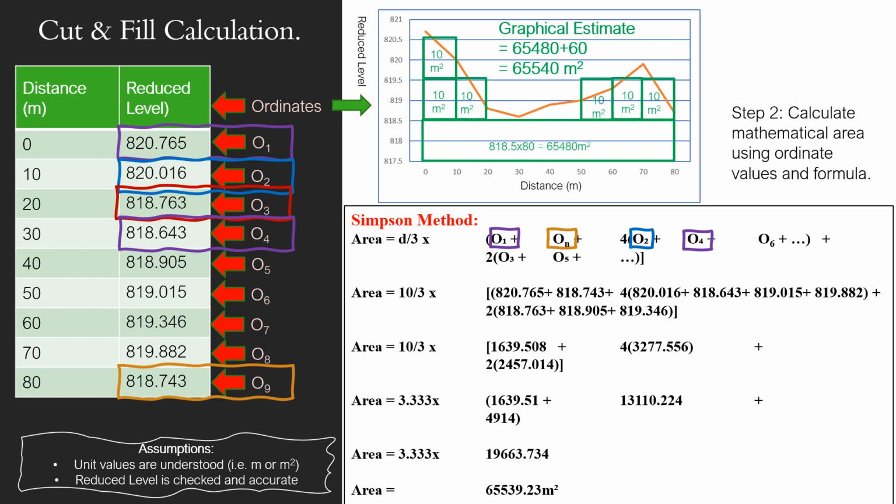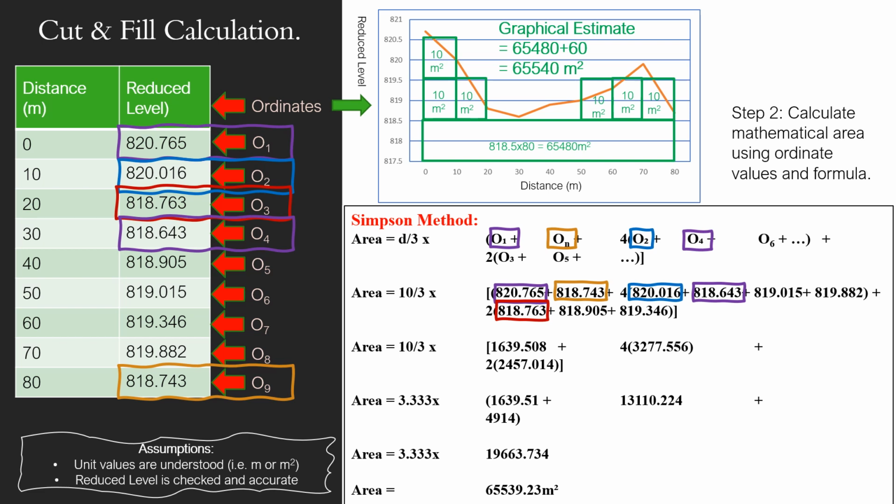So as you can see here with the coloured boxes, all I'm doing is rewriting out the formula, and where it says ordinate 1, I just put in the value, which was 820.765. Please make sure you put the ordinate on, don't put the distance, because the distance is this d value, you know, it's the equal distance between, right? We're trying to get distance times height. Now height is these ordinates, right? But we can't get the exact height because it's such an unlevel plane.